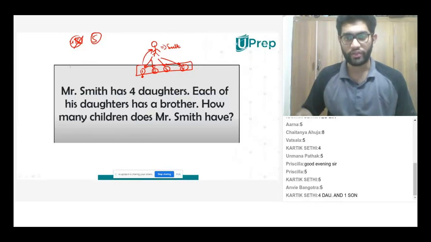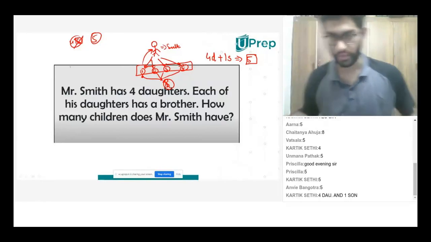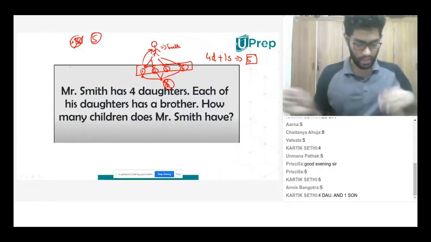Each of the daughters has a brother. That is 1, 2, 3 and 4. All of them have one brother basically. So there are 5 siblings in total. That means Mr. Smith has 4 daughters and 1 son. That is, in total he has 5 children. Right. 4 daughters and 1 son. As simple as that. Alright. Chalo then.